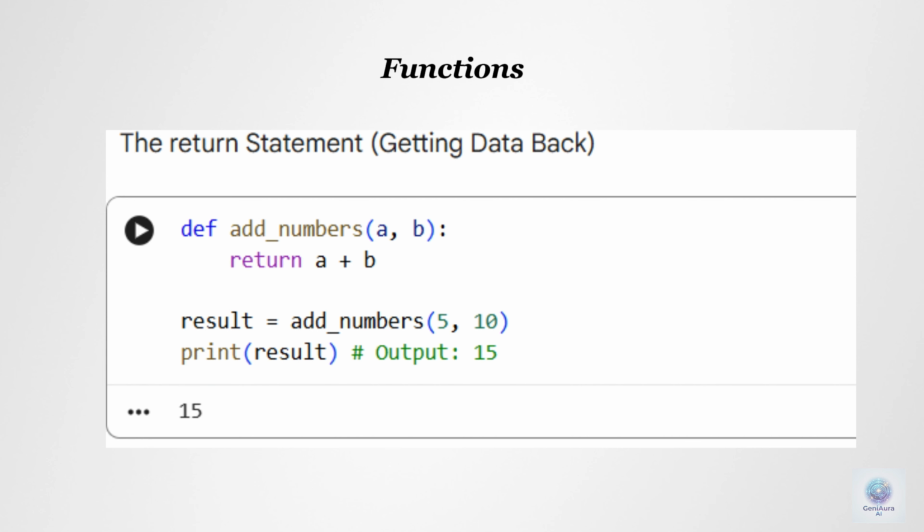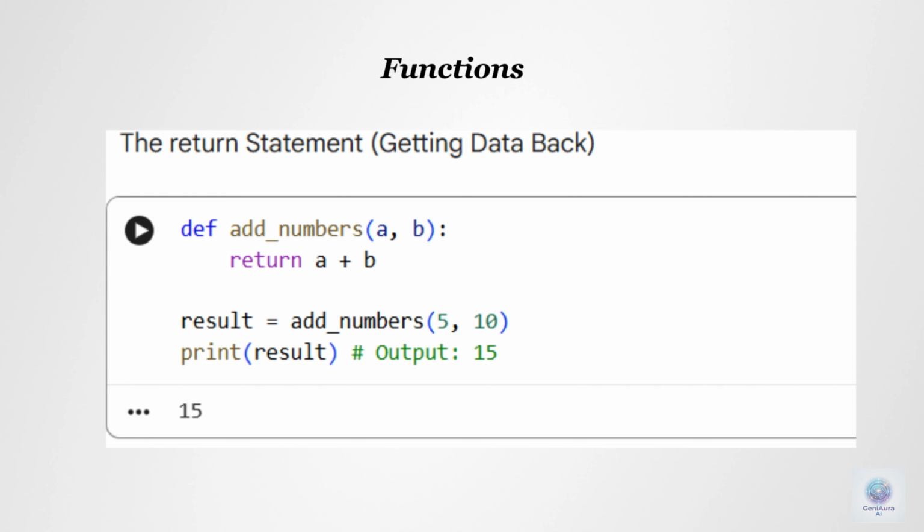Because the function returns a value, we can catch it and store it in a variable, like result. Now that number 15 isn't trapped inside the function, it's saved in our main program, ready to be used in calculations, saved to a database, or passed into another function entirely.